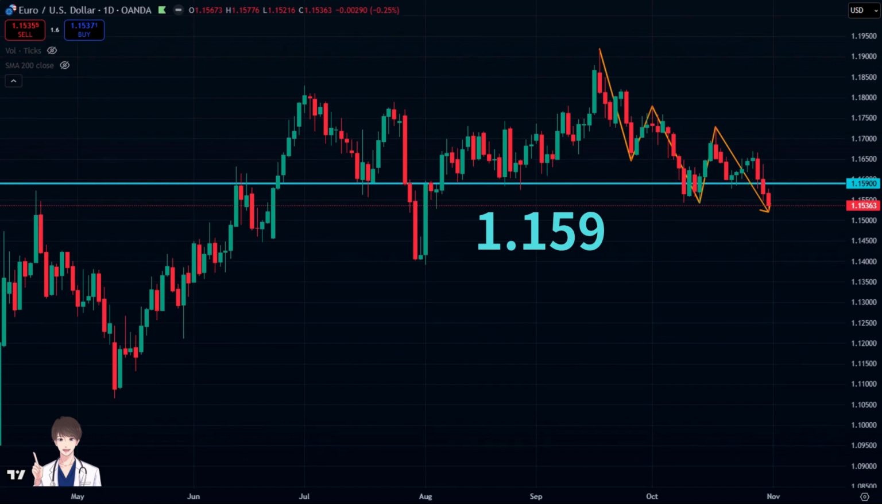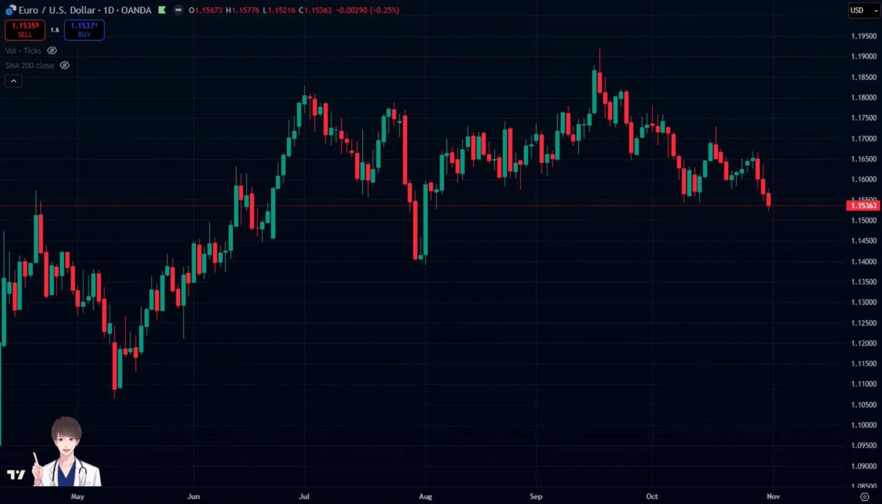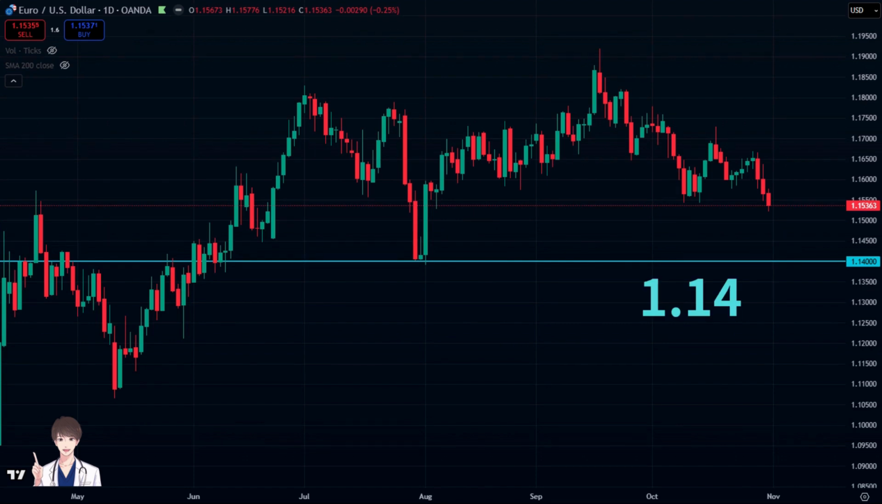Some short-term rebound may occur, but overall, it seems that market participants have shifted to a short-term bearish stance. For now, the next area to watch on the downside is around 1.14, the level reached in late July. A decline toward this zone would be a realistic scenario in the near term.